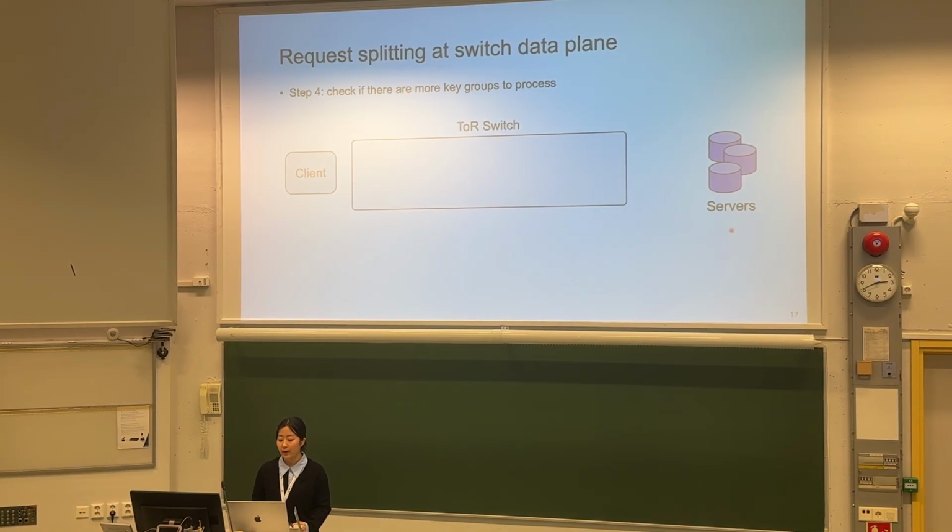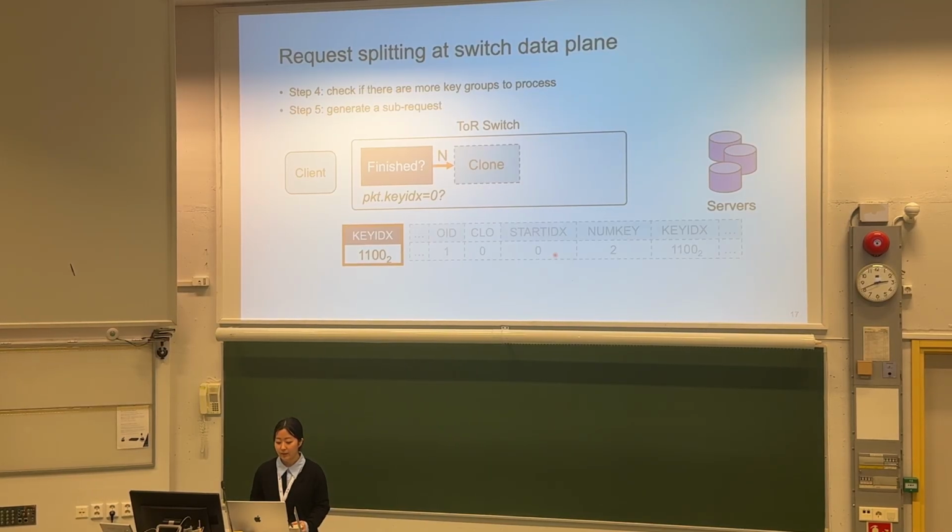Before forwarding the packet to server 1, the switch checks whether there are more key groups left to process. As shown in the picture, it checks the metadata field key index, but it is not 0. It means there are more groups to process. So since the BC group is still remaining, the switch clones the packet. It then marks the cloned packet as cloned. And then the original packet, which contains the key group AD, is sent to server 1.